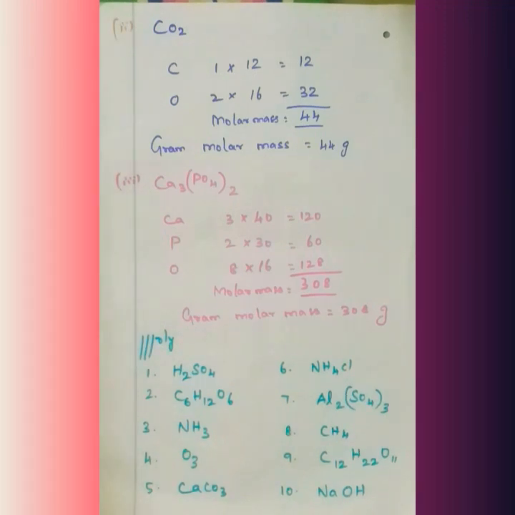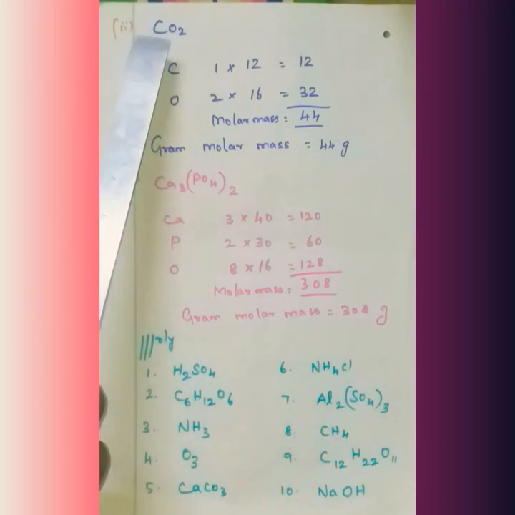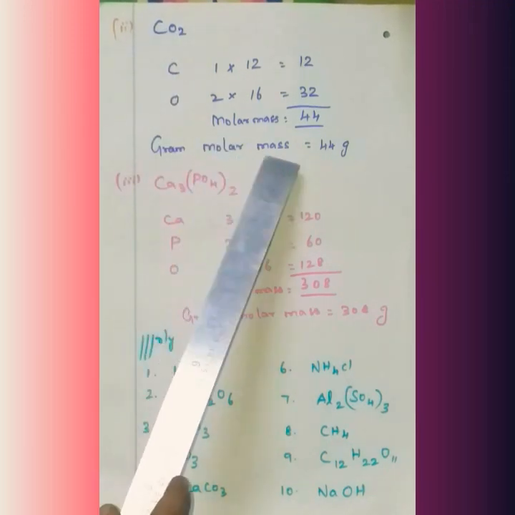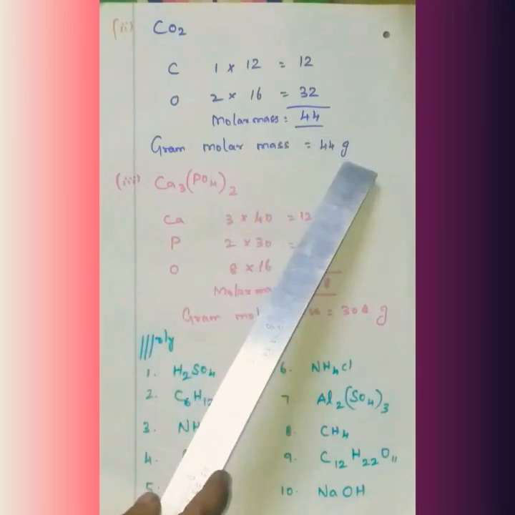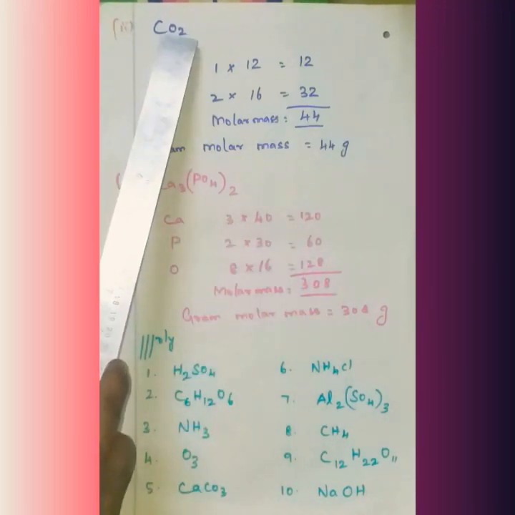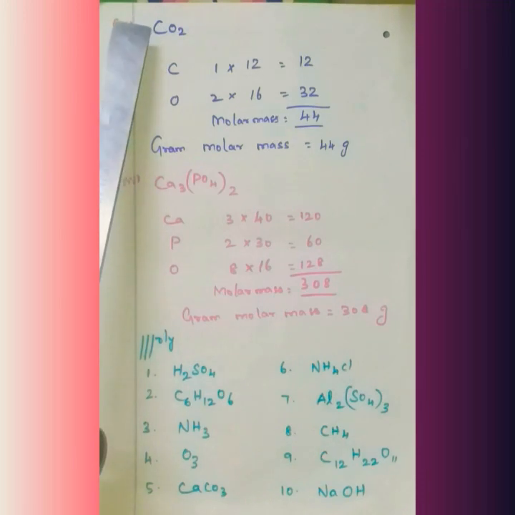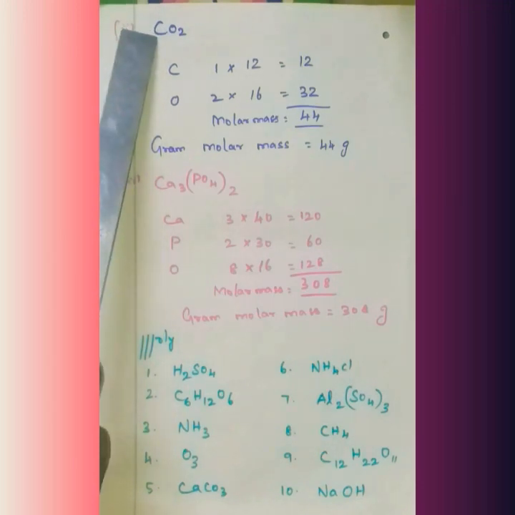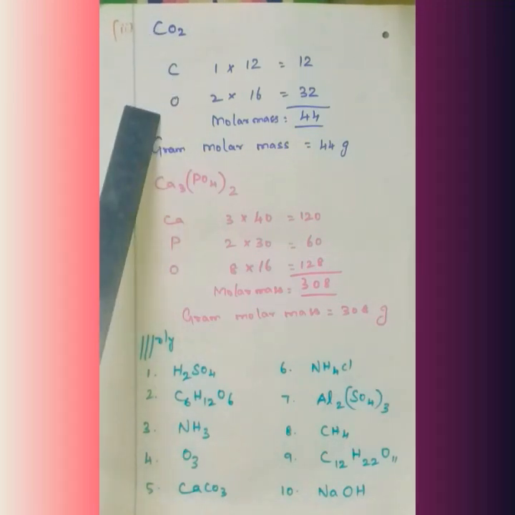The second example is carbon dioxide. The molecular formula is CO2. Here also we are going to calculate gram molar mass. First we calculate molar mass, and if it is expressed in gram we call it a gram molar mass. First we write the elements alone, C for carbon and oxygen. So only 2 elements are present here.